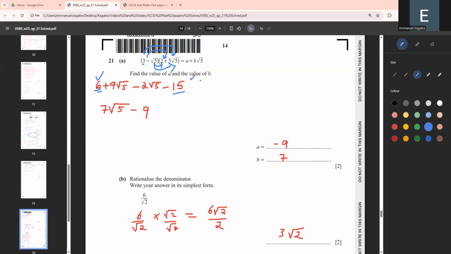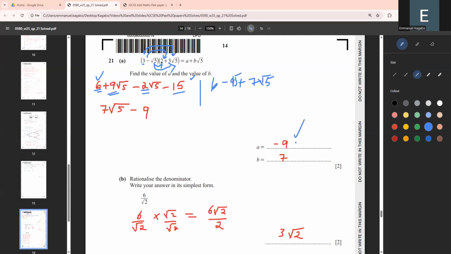And this. It's just collecting like terms. Let me do it here for you to see. 6 minus 9 plus 9 minus 2 gives you 7 square root of 5. Okay. And if I do this minus that, it gives me, my bad, yeah, this was supposed to be 15.